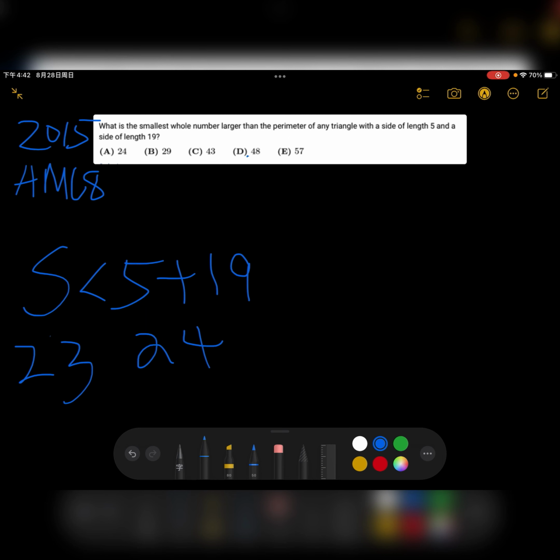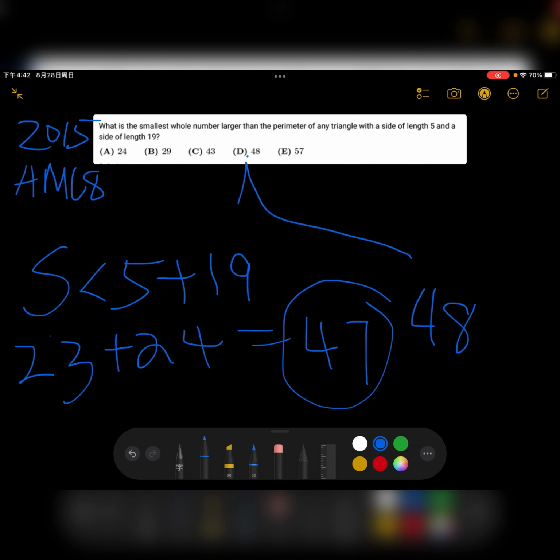We're trying to find the perimeter, so adding these together equals 47. But the question is asking for the smallest whole number larger than the perimeter. And so the smallest number larger than the perimeter is 48, which is one more, which is letter D.